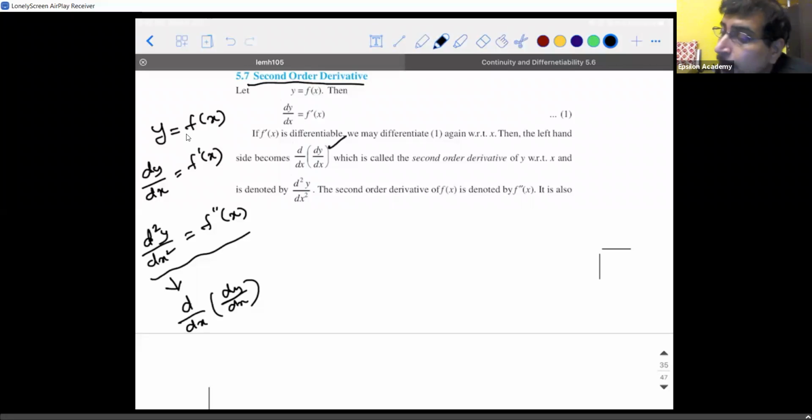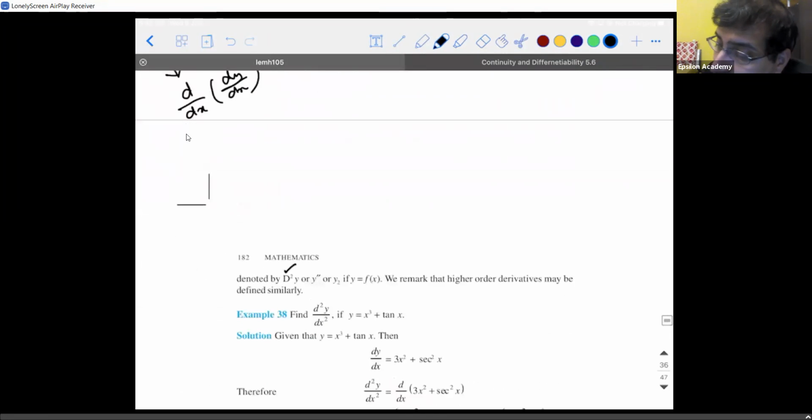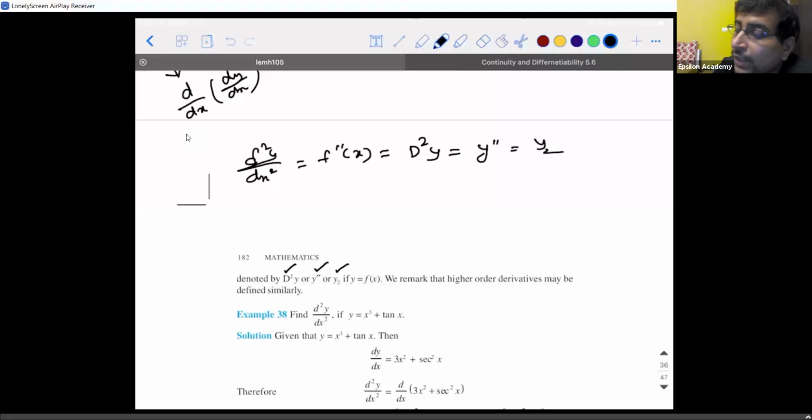So the derivative of dy by dx with respect to x is what we call d square y by dx square, or it is represented by f double dash of x. Some books give it as capital D square y or y double dash or y2. Everything means the same. So d square y by dx square can be written as f double dash of x, or as d square of y, or as y double dash or y2. Everything means the same. Some books actually give it as y with 2 dots on top of it.